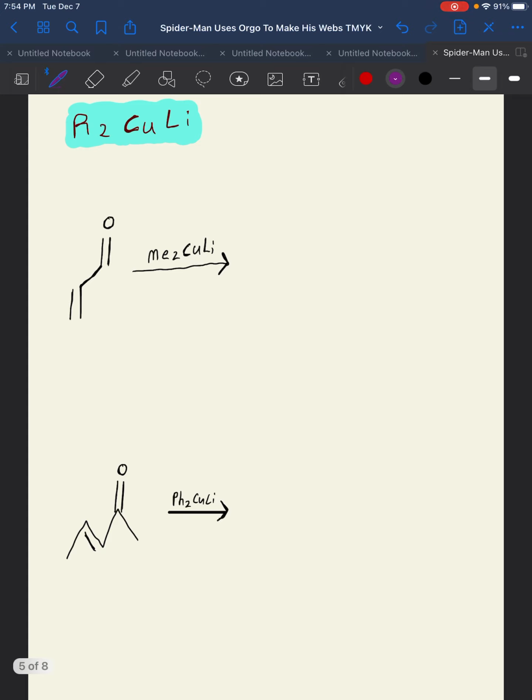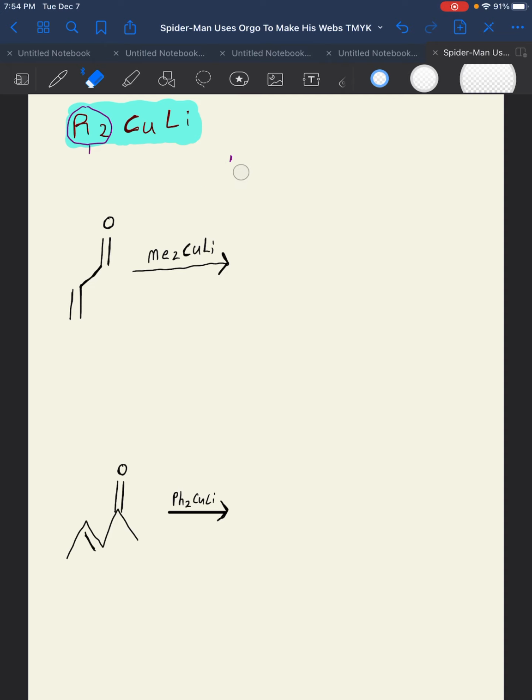Now moving on to R2CuLi. So R, once again, is just a carbon chain. I should note that. This just means carbon chain. So, such as Et, Me, Ph, any carbon chain you can think of is what the R stands for.